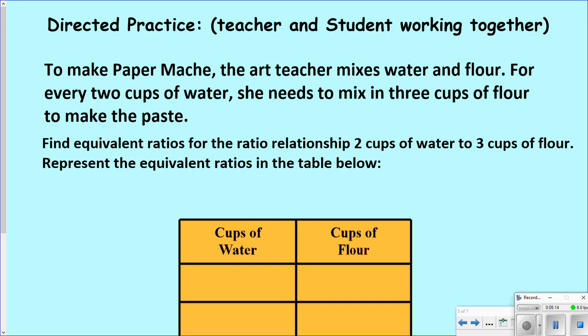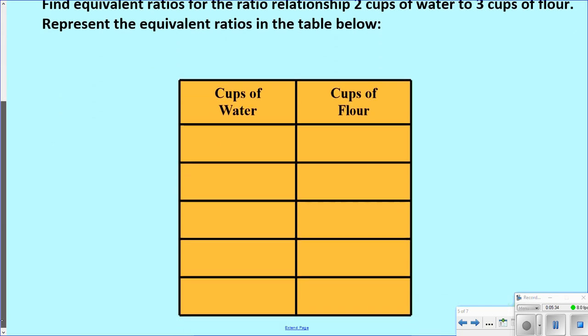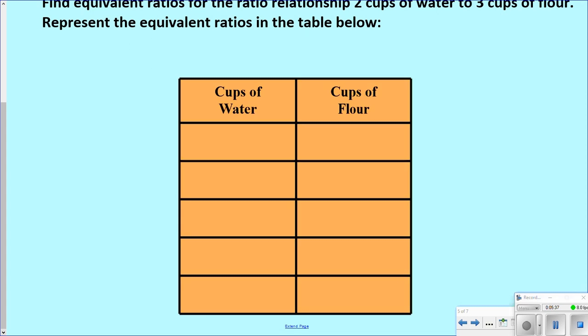So here's an example. To make paper mache, the art teacher mixes water and flour. For every 2 cups of water, she needs to mix 3 cups of flour to make the paste. Find equivalent ratios for the ratio relationship, 2 cups of water to 3 cups of flour. Represent the equivalent ratios in the table below. So I'm starting off with cups of water, which are 2, and 3 cups of flour. Now from there, I can fill in the table.